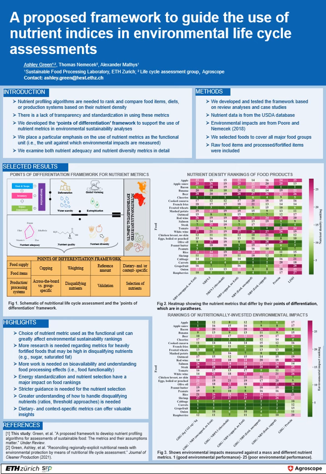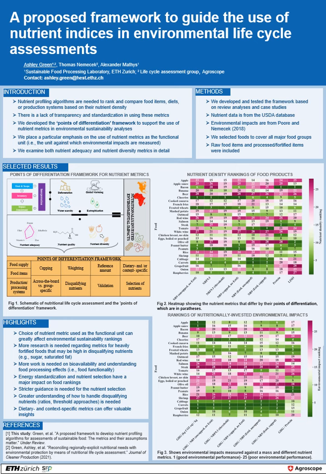Some key highlights we found: the choice of nutrient metric used as the functional unit can greatly affect environmental sustainability rankings. And in terms of nutrient rankings themselves, the points of differentiation that had the largest influence include energy standardization and nutrient selection. And in general, we recommend that there be stricter guidance on nutrient selection for these metrics. Additionally, dietary and context-specific metrics can offer valuable insights as opposed to using more generalized metrics.